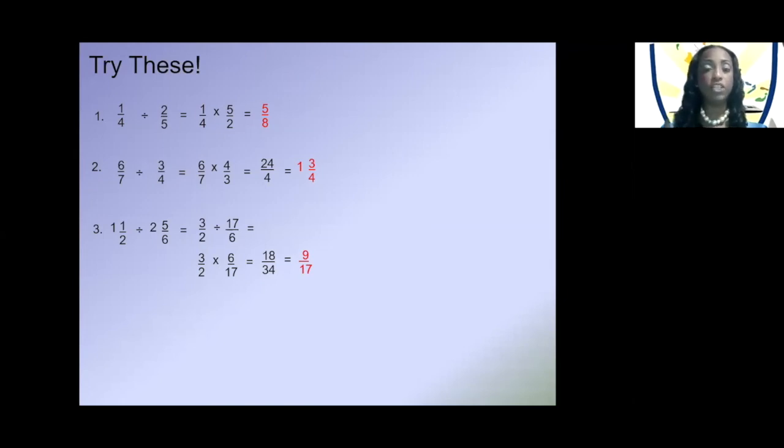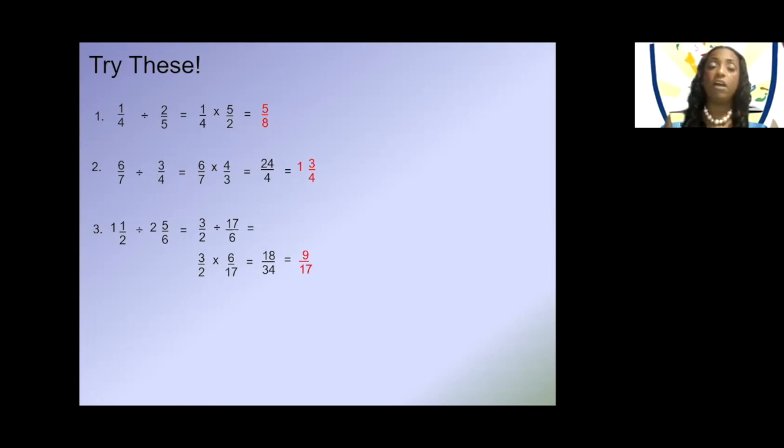We change our division sign to multiplication. We find the reciprocal of the last fraction. In this case, 17/6 becomes 6/17. Good. Then you want to apply the rules of multiplying fractions. So we have 3 × 6 = 18, 2 × 17 = 34.